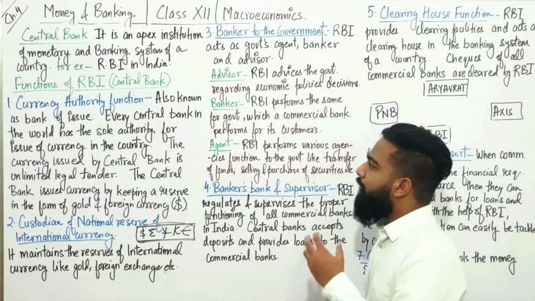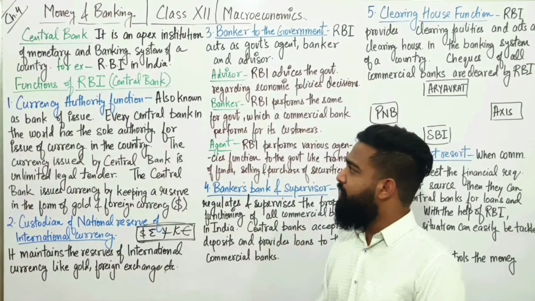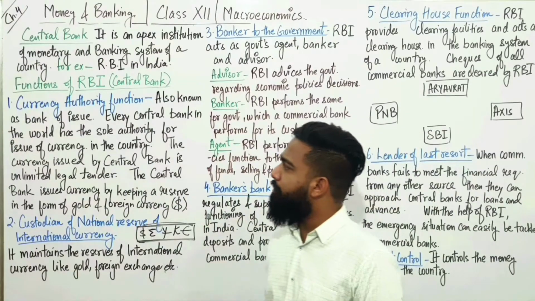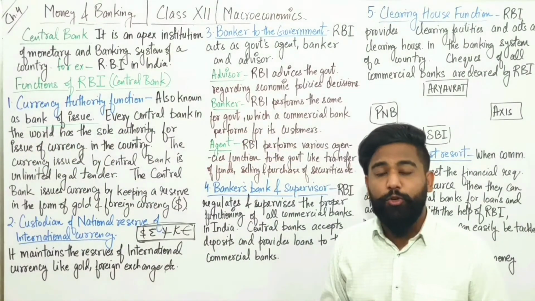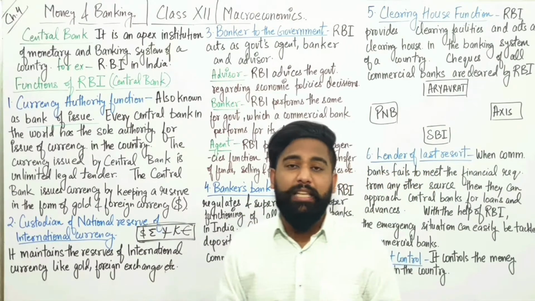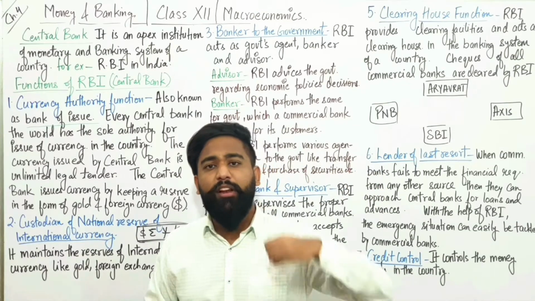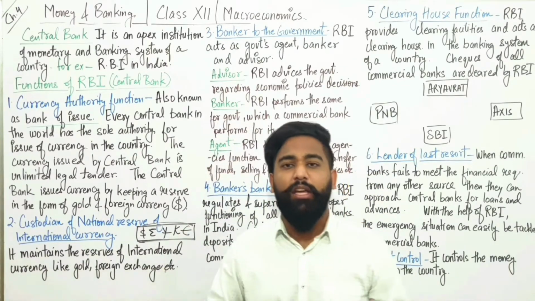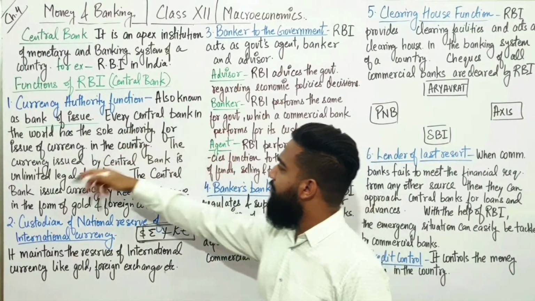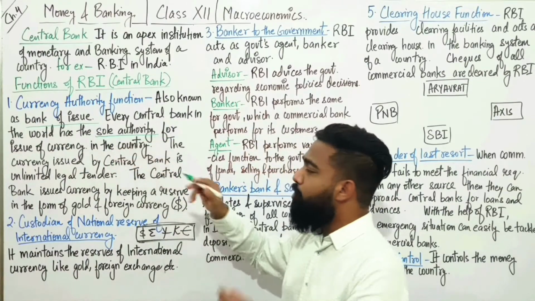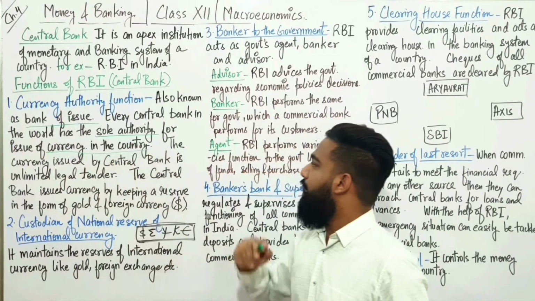The first function is the currency authority function. That is the first and the major function. This function is also termed the bank of issue. Now, what do they issue? They issue currency. For example, in India, the rupee is your currency. They will produce and manufacture the currency notes and coins. Every central bank in the world has the sole authority. It is the only institution that issues the currency in the country.